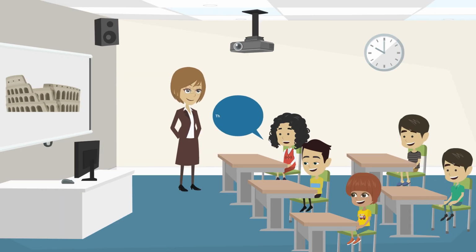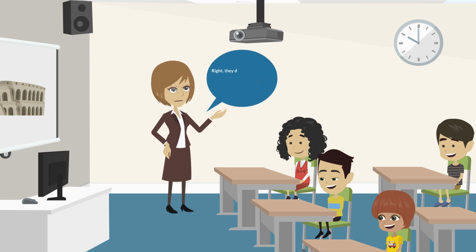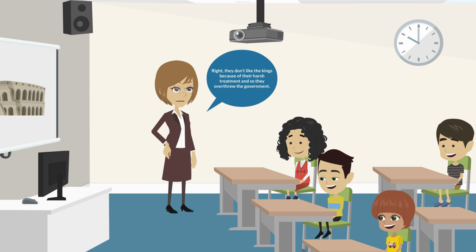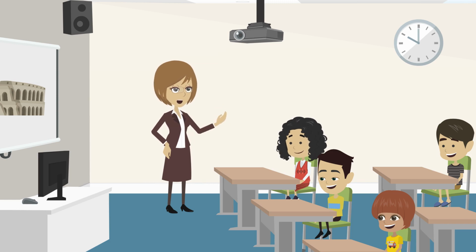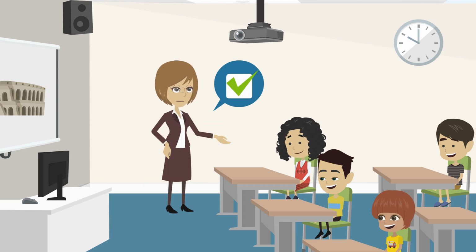Molly responds, "The Romans didn't like the kings." The teacher replies, "Right, they don't like the kings because of their harsh treatment, and so they overthrew the government." Doing this sends the message that the student does not need to try for the correct response, or tells the student she knows something when she does not.